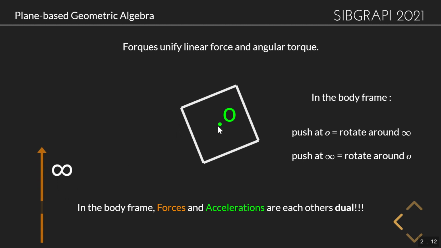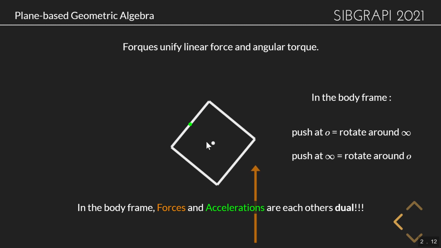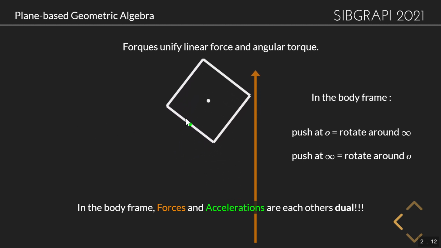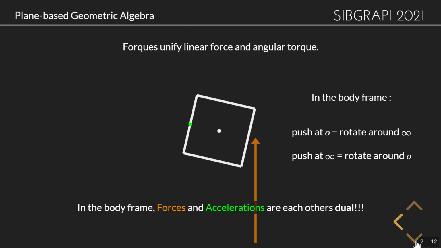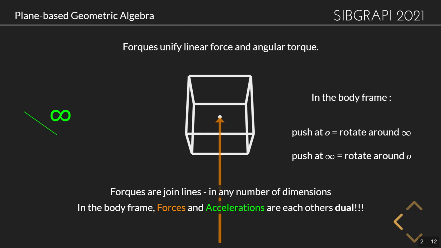When you push at infinity, you rotate around your center of mass. So this is the origin of the box. If you have two boxes and you're pushing at infinity, then each box would rotate around its own center of mass. So let's look at that in 3 dimensions.